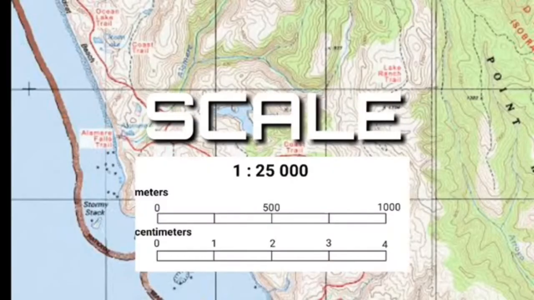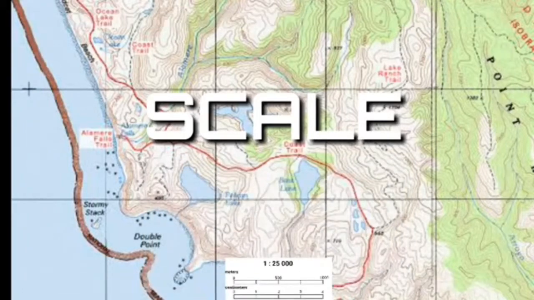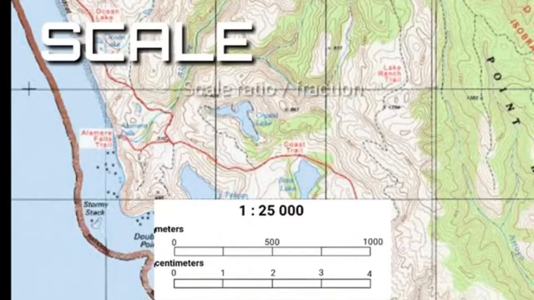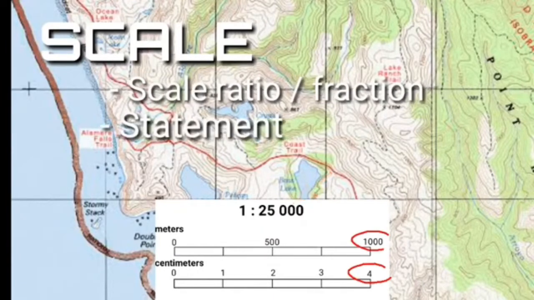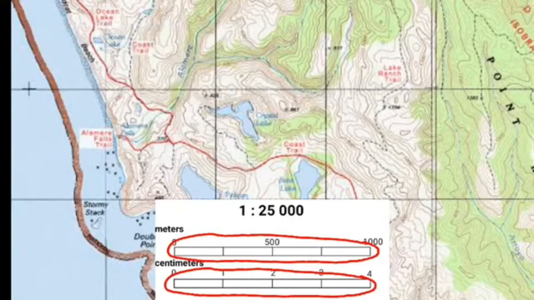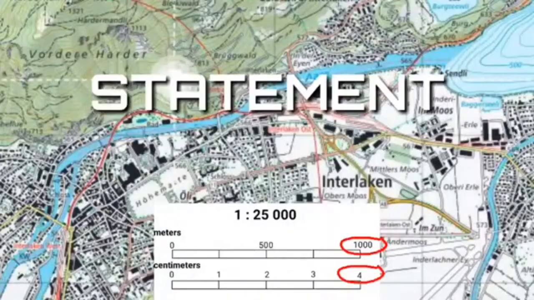The next thing to remember in using the map is the scale. Scale is the size of the area covered by the map. The scale is located at the bottom of the map. In using the scales, there are three things to keep in mind: scale ratio or fraction, statement, and scale bar. The scale ratio is the extent of the area drawn that can be seen on the map. Statement is the distance or measurement.